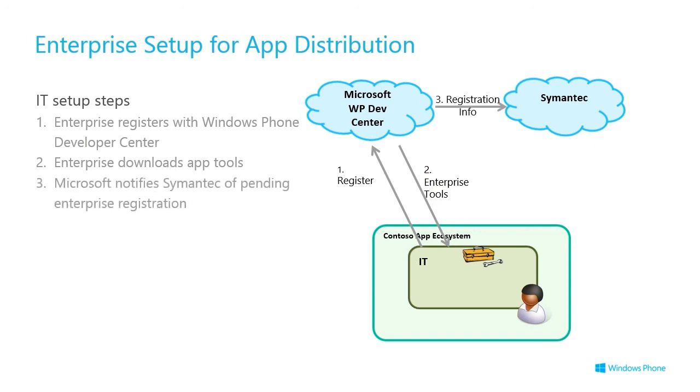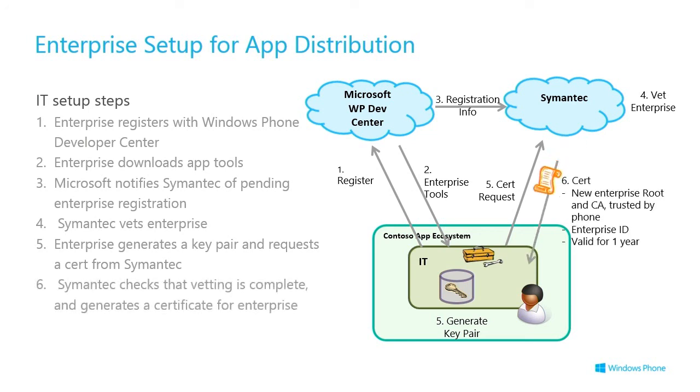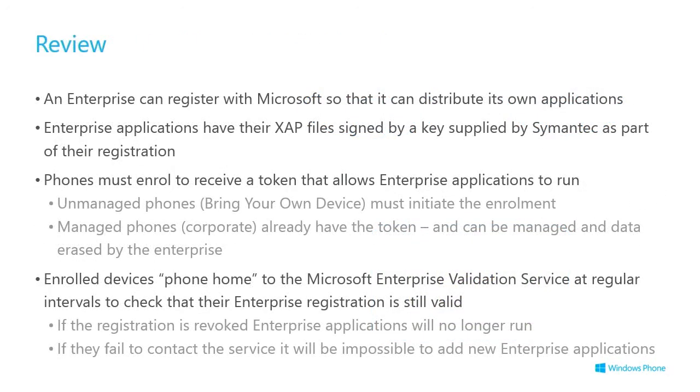We notify Symantec of a pending enterprise registration. Symantec is going to vet your enterprise with information that they're going to require from your company to do this. Then the enterprise is going to get this key pair and request a cert from Symantec. Ta-da! And then Symantec checks the vetting is complete, and it's going to generate a cert for your enterprise. And so that completes that. And that's how we keep that chain of security all throughout. It's at the enterprise level.